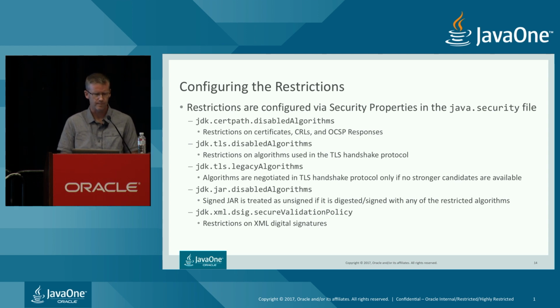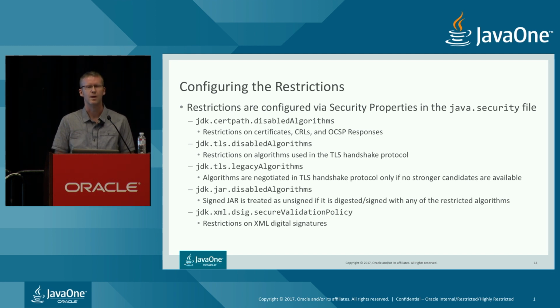The third one is a little different. It's called jdk.tls.legacyAlgorithms. Here, algorithms are negotiated in the TLS handshake protocol, but only as a last resort, only if no stronger candidates are available. So an example of one we have here is triple DES. Triple DES is known to be not really known to be used.